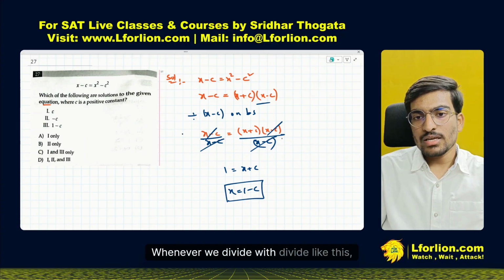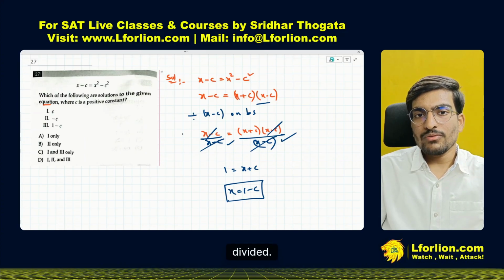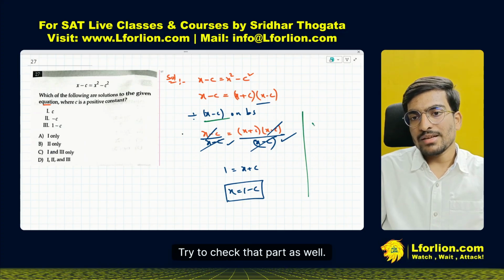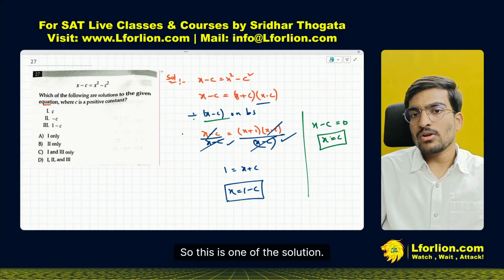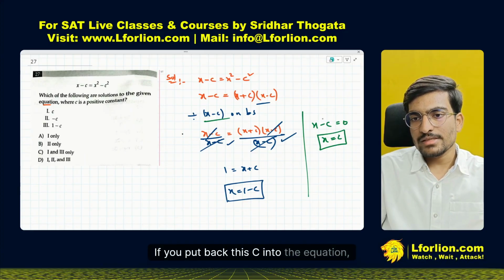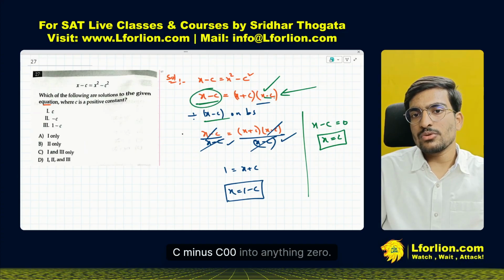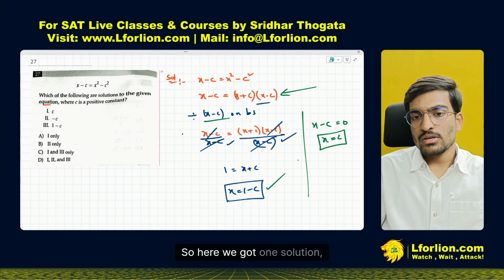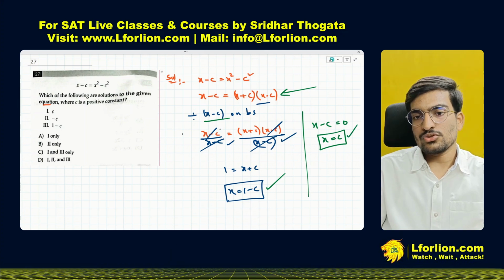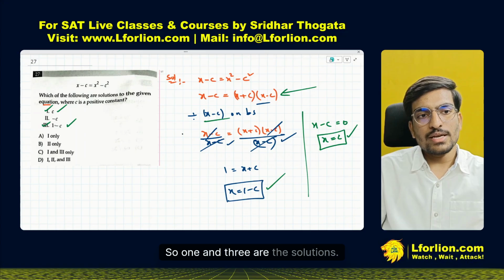Whenever we divide like this, we know that we may miss a solution. Whatever we divide by, try to check that part as well. x minus c equals 0, so x equals c. This is one of the solutions. If you put c back into the equation, c minus c is 0, and 0 times anything is 0, so it is working. So we got another solution. Both 1 minus c and c, so 1 and 3 are the solutions.